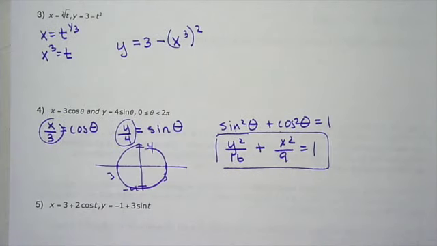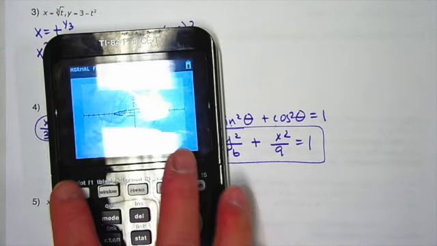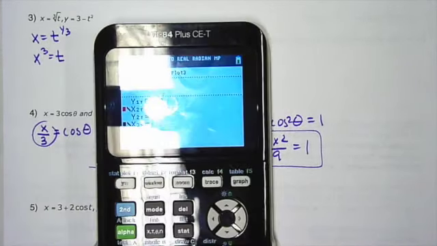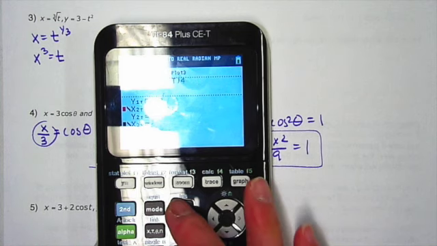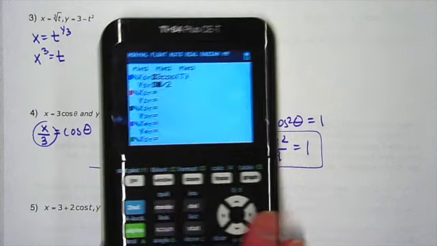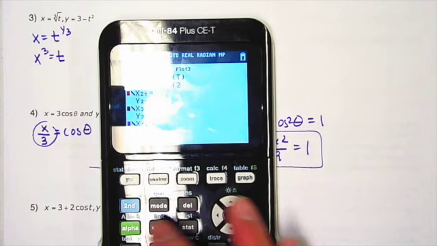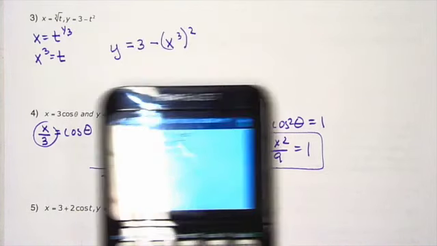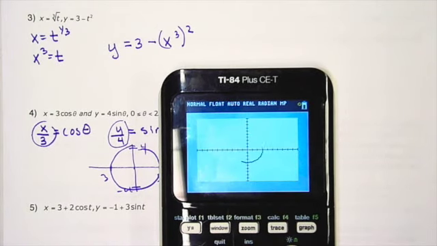Okay, now let's go ahead and also look at this graph on the calculator. Okay, so we're going to do it in parametric mode. So my first equation is 3 cosine of t. Doesn't matter that it's theta, it's just a variable. And my second equation is y equals 4 sine theta, so 4 sine of t. Okay, look at the graph as soon as it gets graphed. So we're going to see our circle.